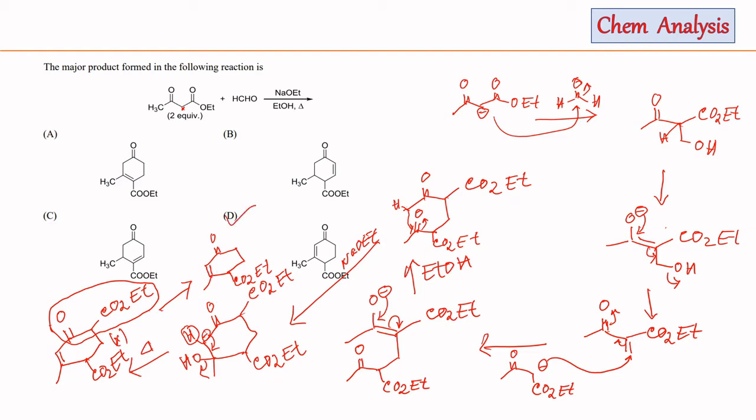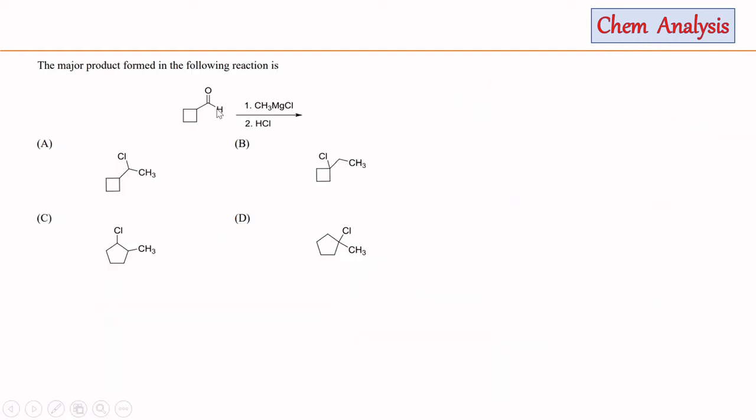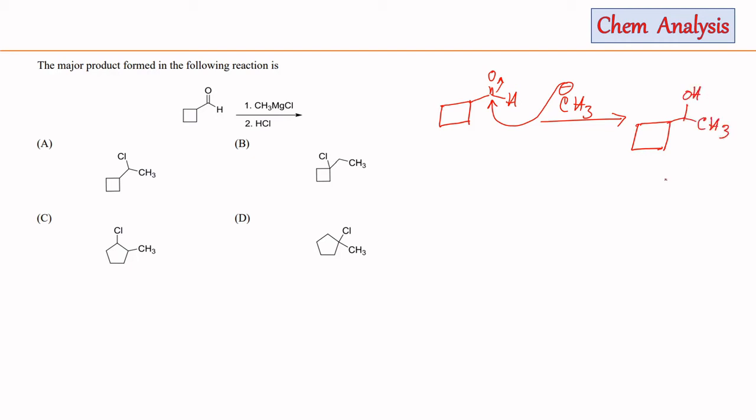Is it okay? Okay, let's see the next question. You have to tell the major product in this reaction. At the first step, there will be a Grignard reaction and methyl anion will attack at this carbonyl group to form the alcohol. And in the second condition, it is treated under acidic condition. In acidic condition, this OH group will be protonated and there will be ring expansion, elimination of water. So there will be formation of a 5-member ring.